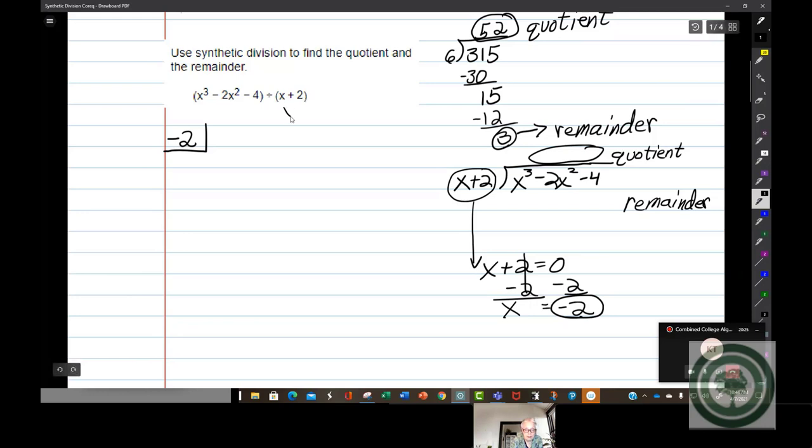So you take the factor, set it equal to 0, and solve for x. That's the number that goes in there. Okay, I want to move that over. x plus 2 equals 0, x equals negative 2. And that's how you got that negative 2.